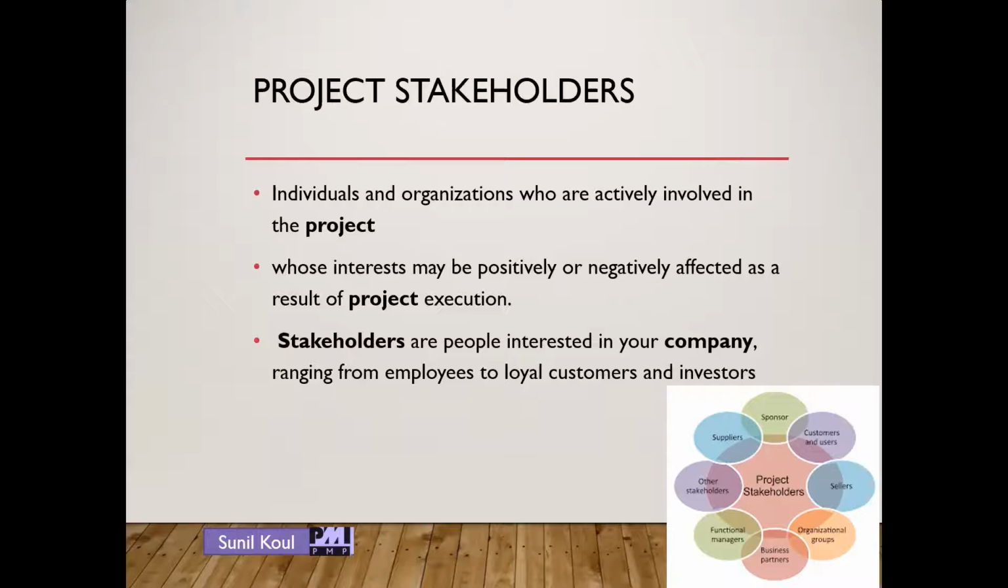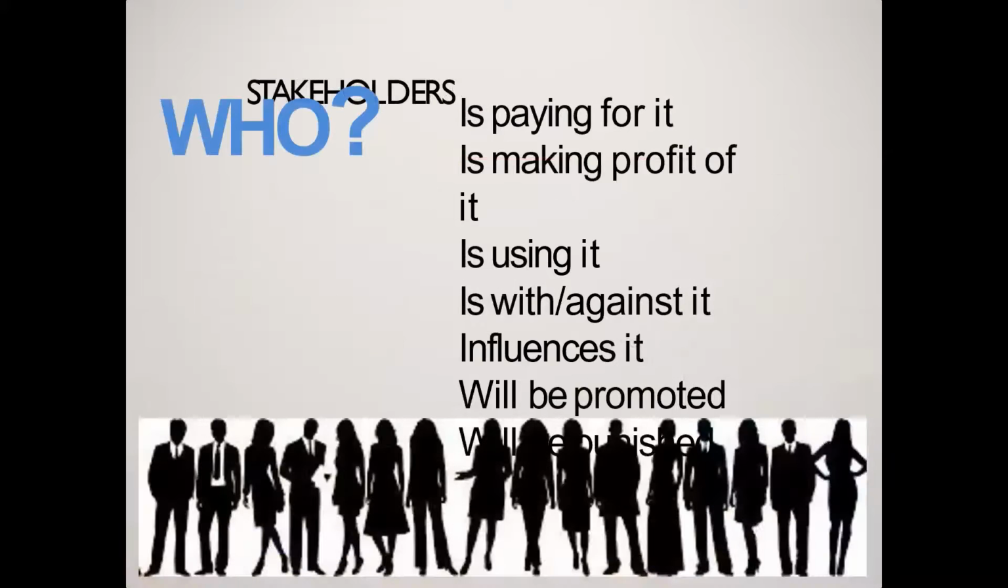So if you see the diagram over here, you can see we have sponsor, we have customer, we have seller, we have organizational group, we have the functional manager, other stakeholders. So separately, they all can be grouped and they can be called project stakeholders. So let's come to the next slide now. Stakeholders, I have already discussed. Those are the people who are paying for it, making profit out of it, who may be using it, who are against it, who can be positively and negatively impacted, and who will be promoting. So these all will be the stakeholders.